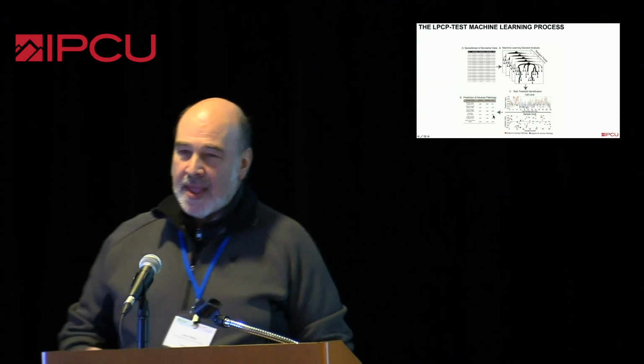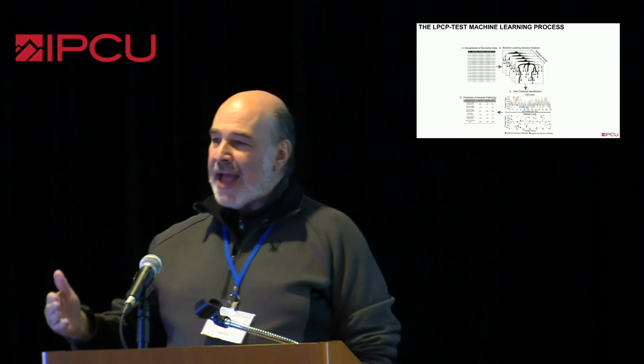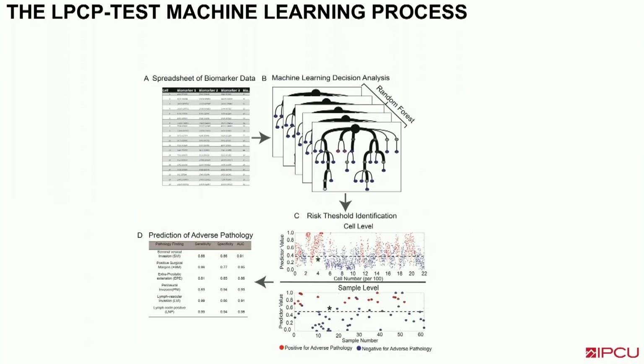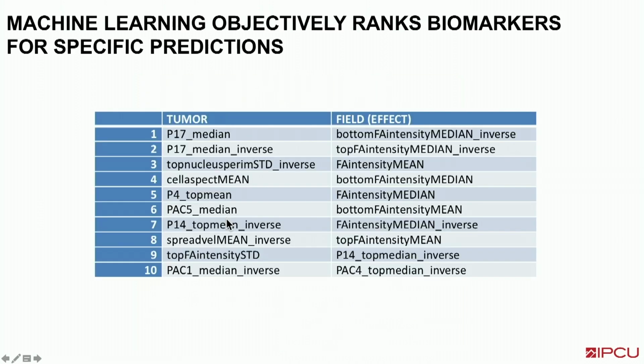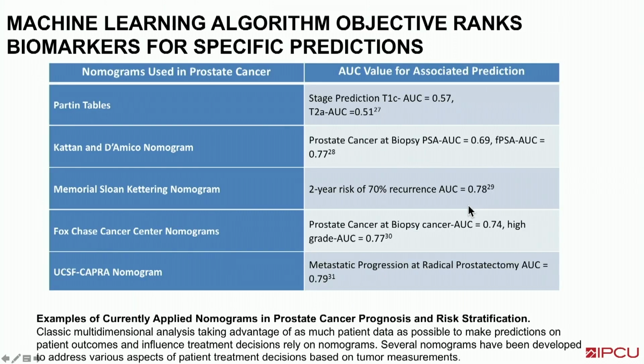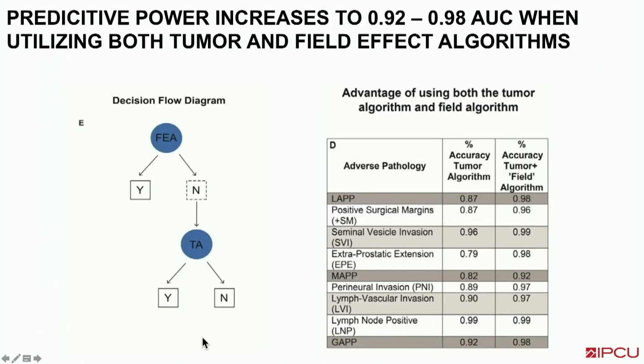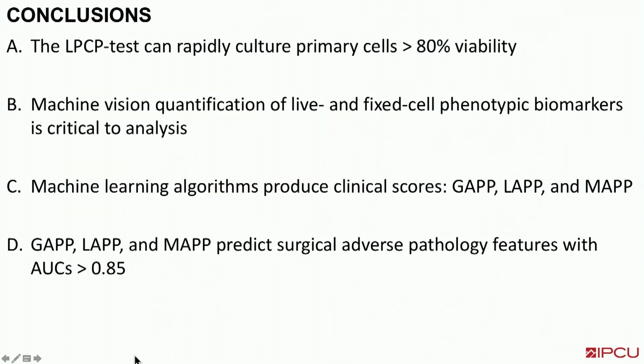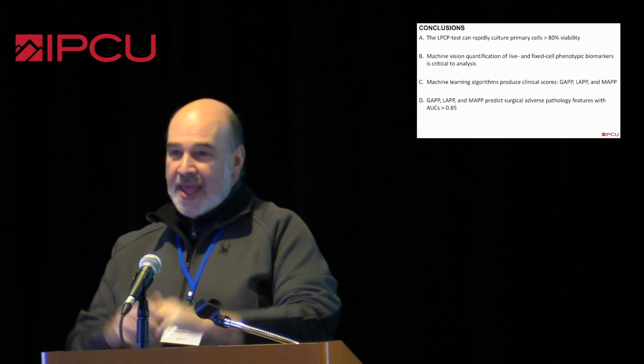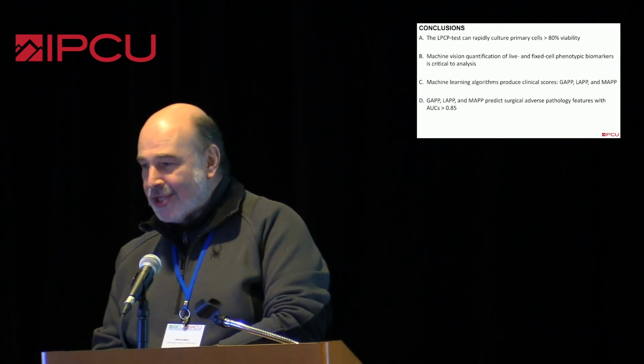But it's food for thought that may provide some interesting information. The other component of this technology or platform is this machine learning. We have biomarker data, we have machine learning, and then we're able to develop a threshold and then look at predictive matrices. These are the biomarkers that are objectively ranked. When you start to see, compared to these others, we do very, very well. And you can see that when you combine both tumor and field effect, it's about 0.9 to 0.98 areas under the curve. So we're able to grow out prostate cancer cells. We can quantify it. We get some very interesting data. And our next study is going to be a biopsy study where we take a fresh biopsy and run this technology through it. Thank you.